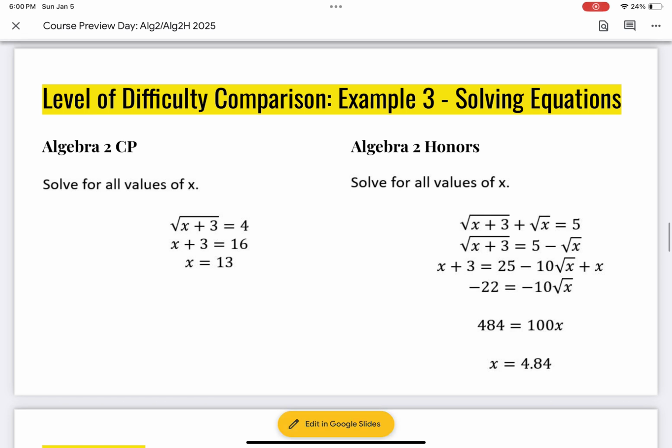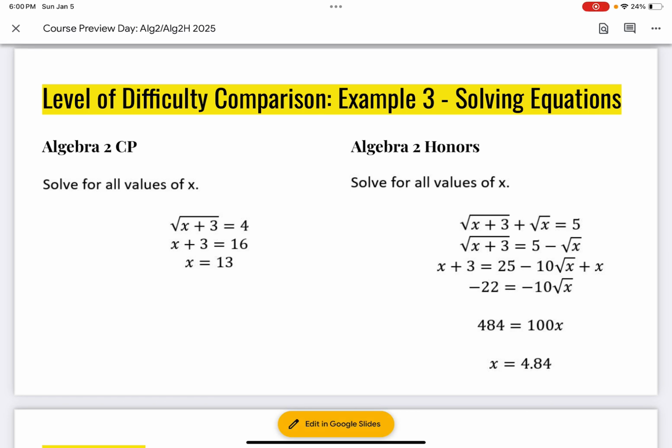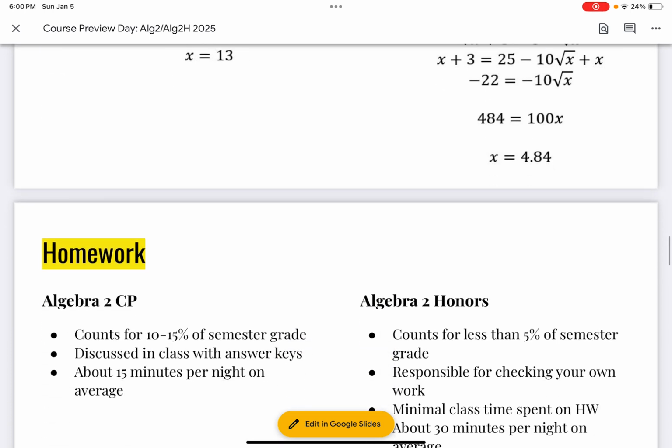And finally, an example side by side of a radical equation given in CP versus in honors, and you can see the number of steps required for honors. There are a lot more steps.